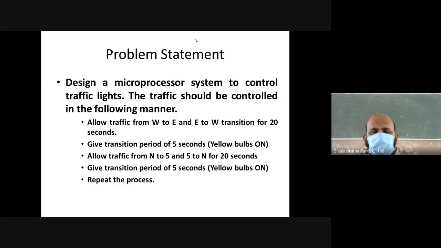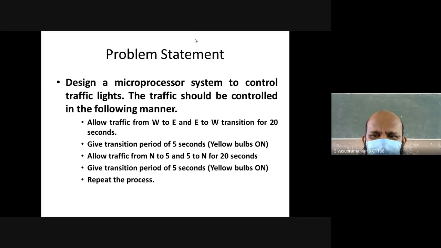For any application, we will have a problem statement which says what it is that we are going to do, right? For this particular traffic light control, the problem statement that we have considered is the design of a microprocessor system which will follow a particular sequence. The sequence is given below, right? As we already know, for traffic light control we normally look at a road with 4 directions, right? North, south, east, and west.